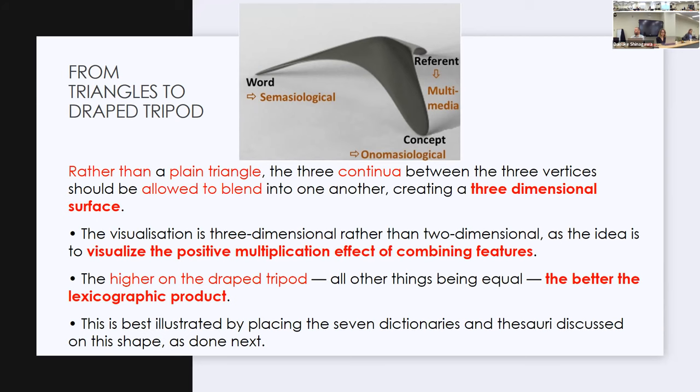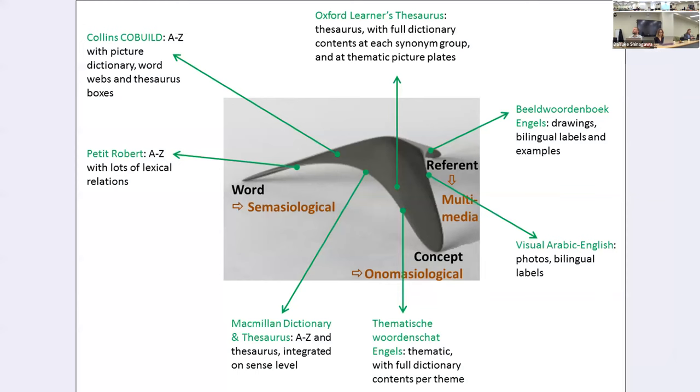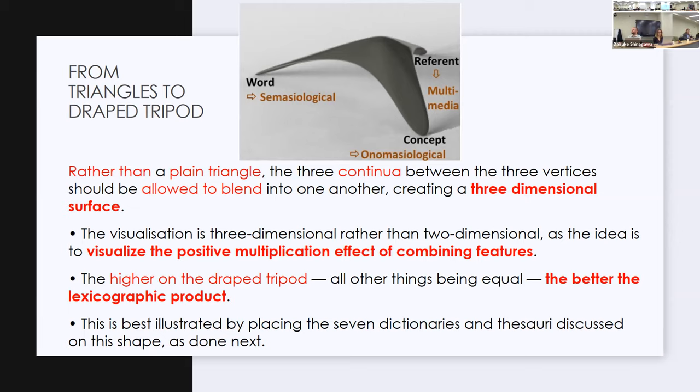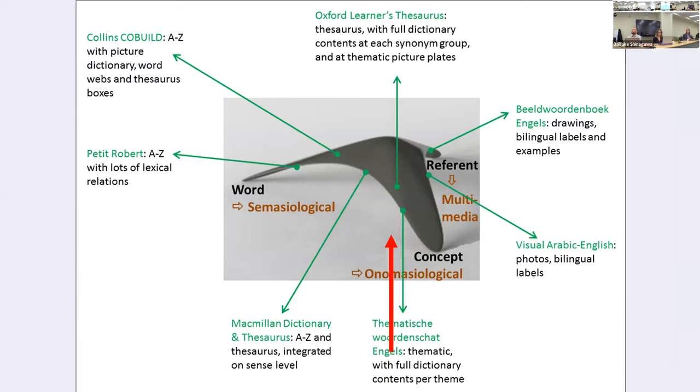Now, I could have drawn a triangle as well, but I immediately went for something three-dimensional because there is a positive multiplication effect of these three corners. I claim the higher on that great tripod, the better your lexicographic product. Now, if I put all the dictionaries I've just talked about on that tripod, we can see that most are close to the corner or at least on the rim, combining, say, words with concept. And only two at the top, the Collins COBUILD and the Oxford Learner's, are rising above the base, if you want.